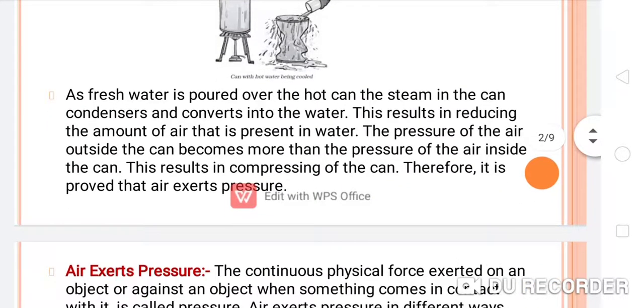As fresh water is poured over the hot can, the steam in the can condenses and converts into water. This results in reducing the amount of air that is present in the can. The pressure of the air outside the can becomes more than the pressure of the air inside the can. This results in compressing of the can. Therefore, it is proved that air exerts pressure.